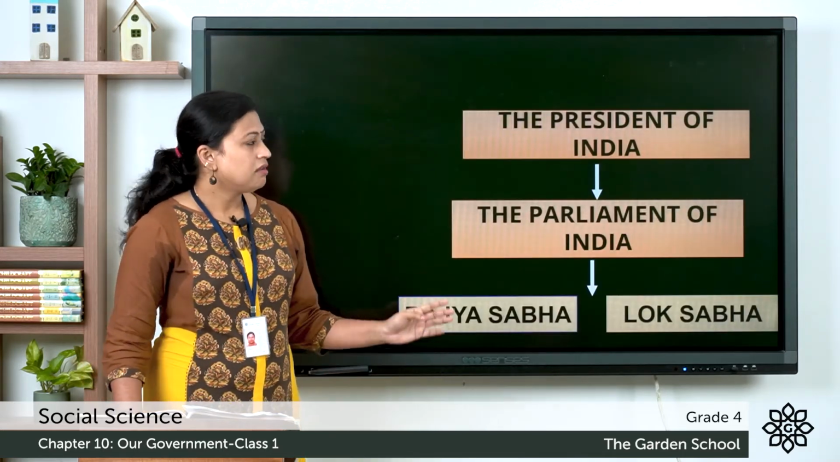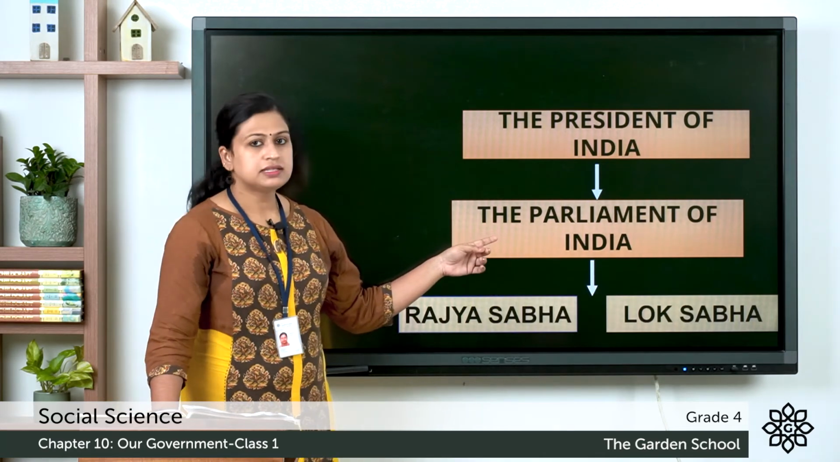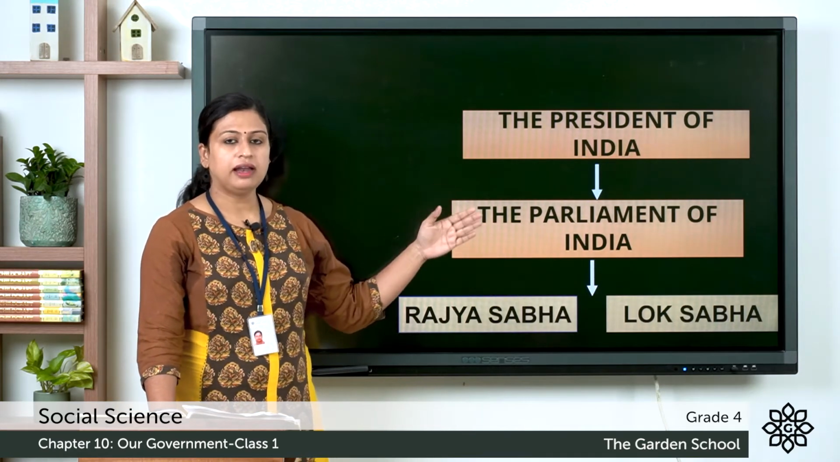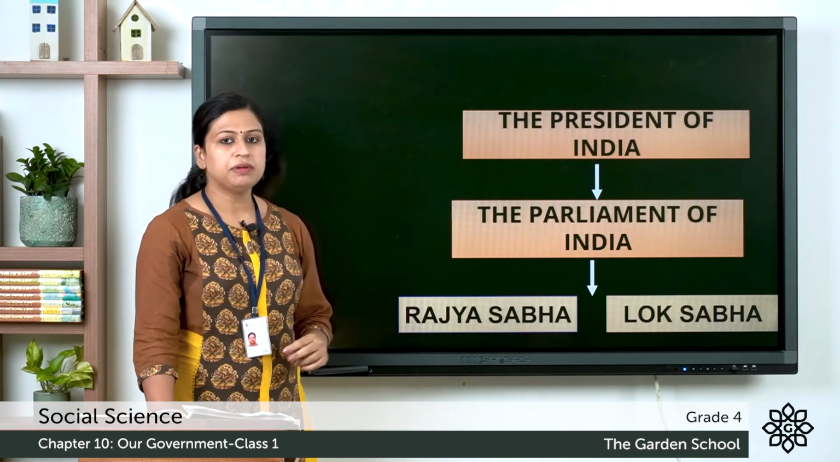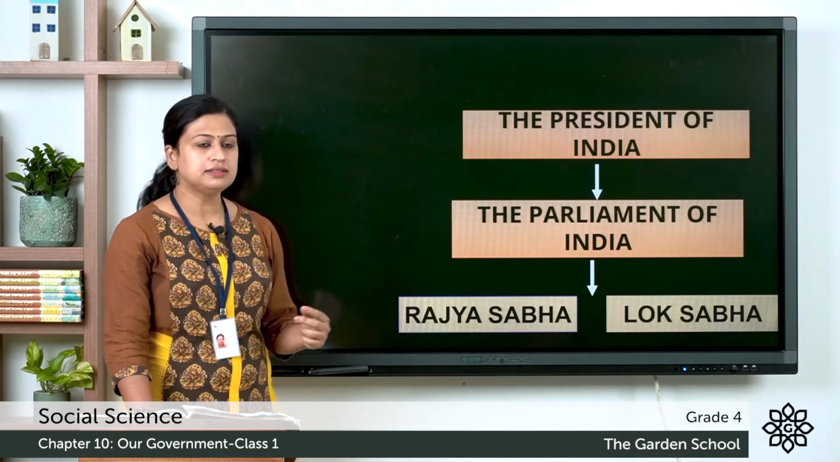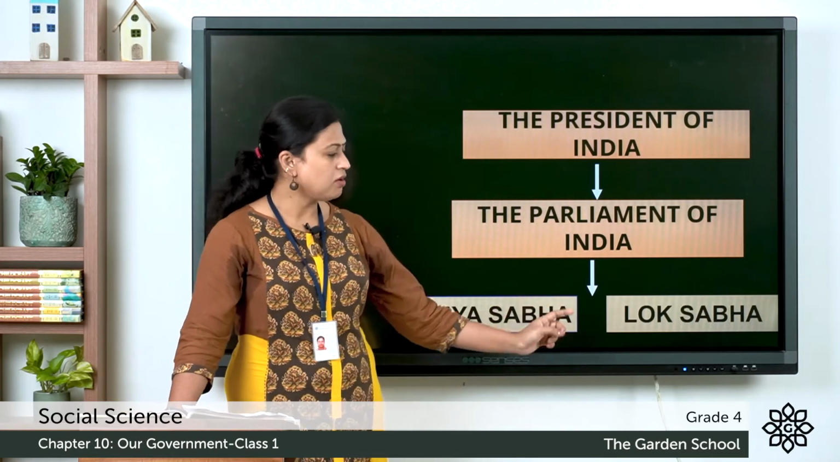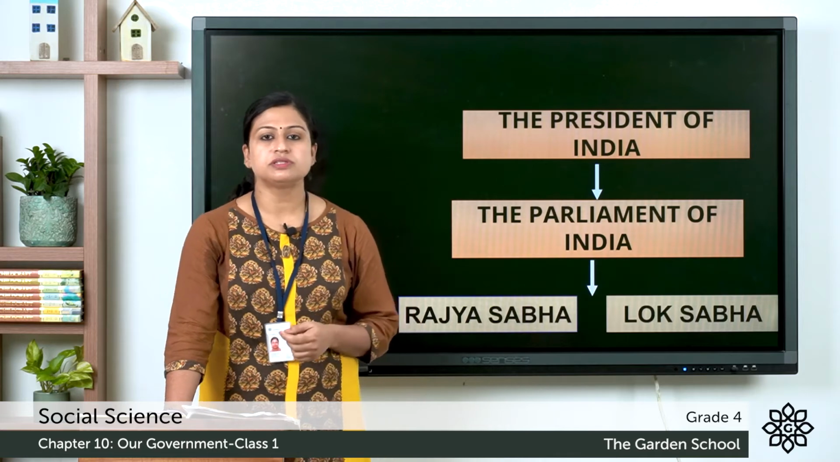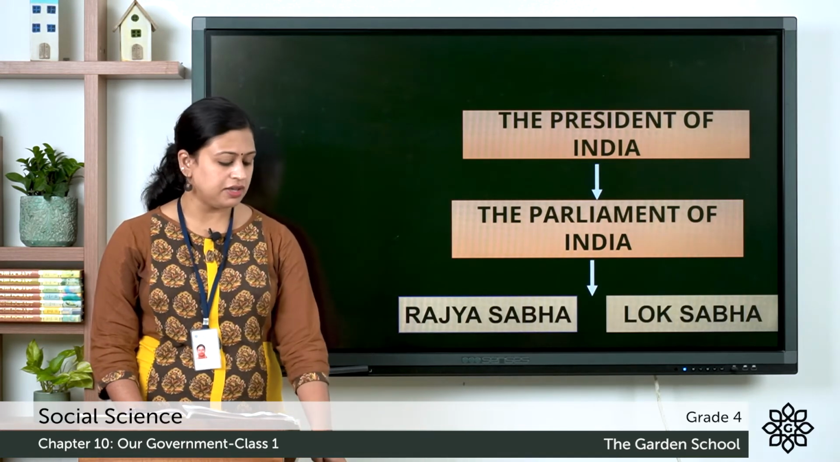Now, this is the basic structure of legislature. So, here this is the Parliament of India and the head of the parliament is the president of our country, and this parliament has two houses, that is Rajya Sabha, which is also known as the upper house. The next house is the Lok Sabha, which is known as the lower house. So, this was about the legislature.